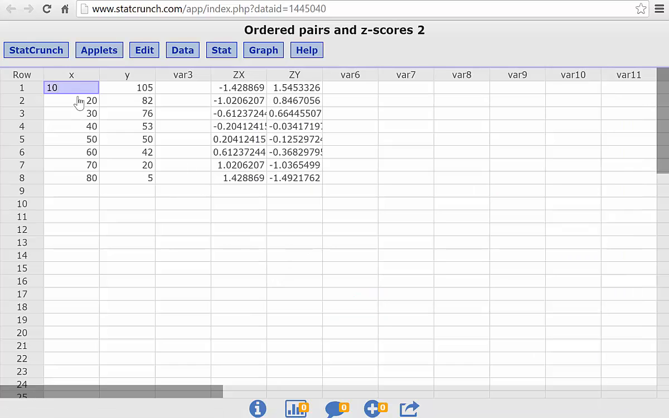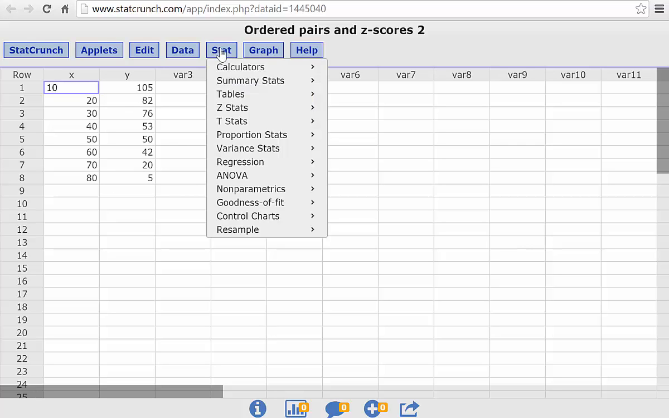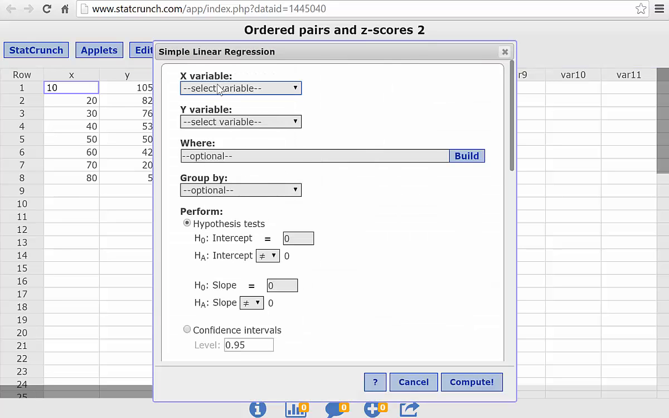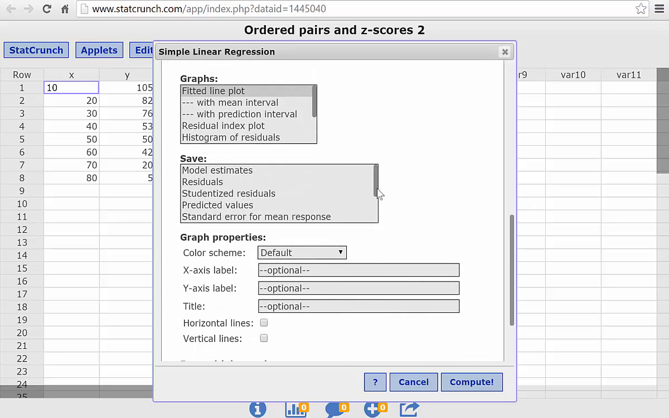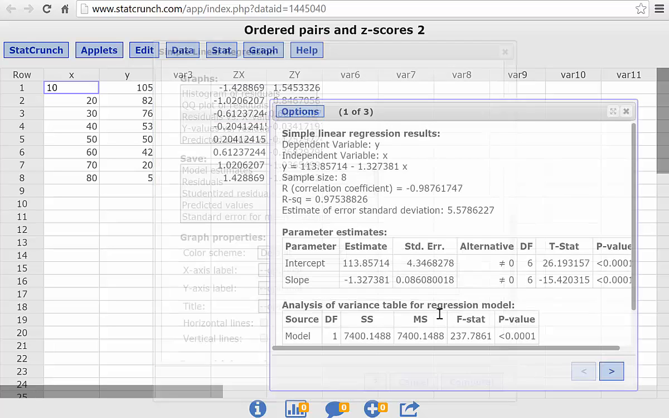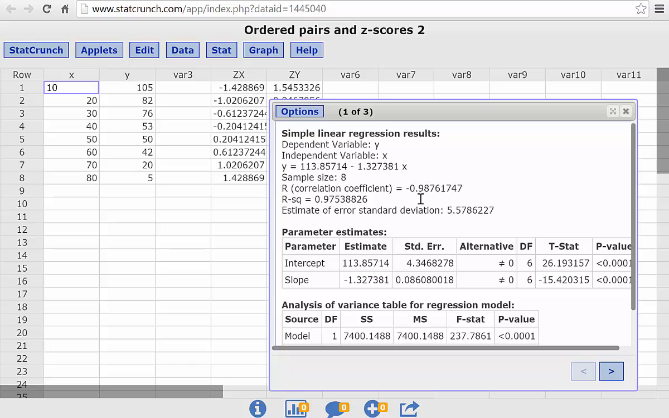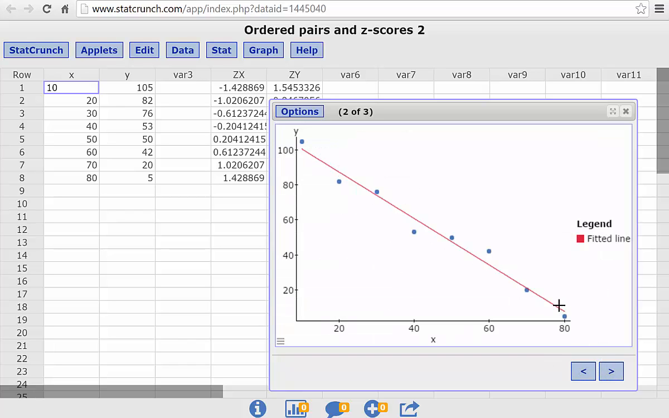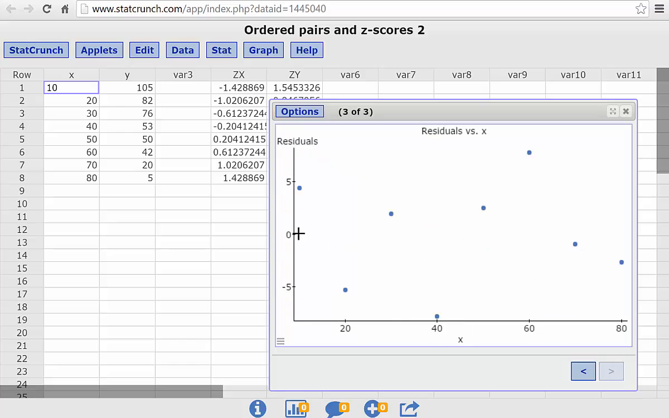Let's look at another data set. Okay, so we have another set of XY ordered pairs, and their z-scores are already calculated again. Let's look at the regression for the XY ordered pairs, going through the same process. Let's plot the fitted line and the residuals versus the x values. Compute. And this time our correlation coefficient is minus 0.98761747. And let's look at the line. The scatter plot does appear to be linear. And this time it's negative. And again, the scatter plot of the residuals versus the x values does appear to be randomly distributed above and below the line y equals 0.